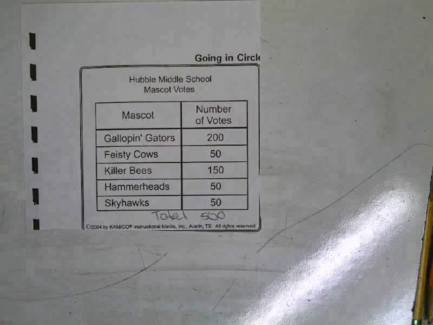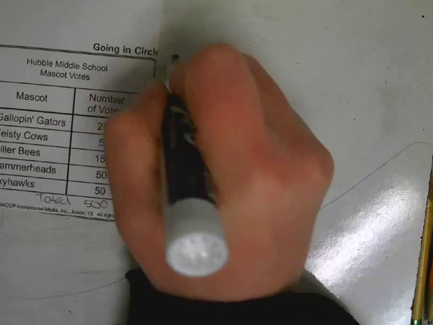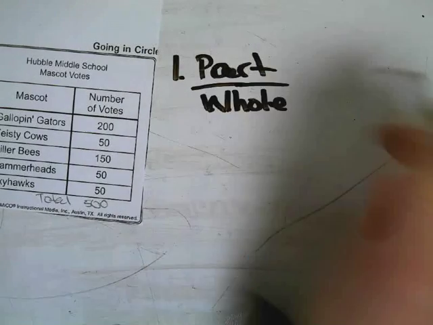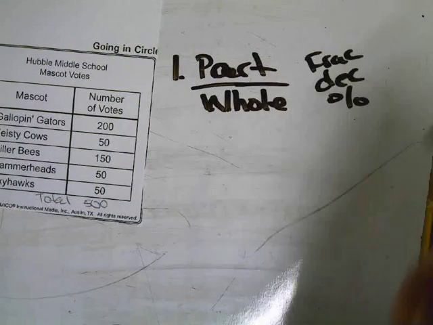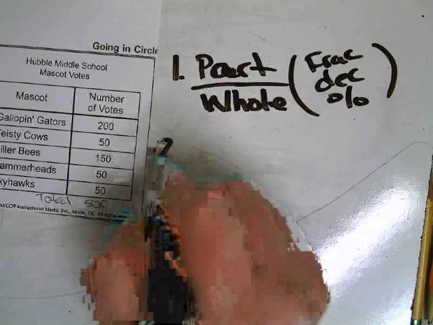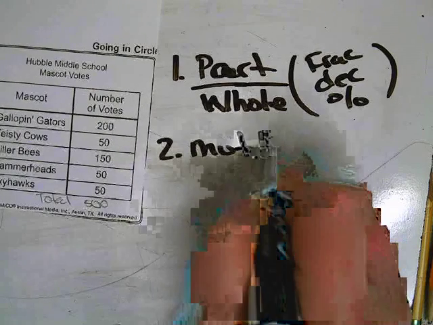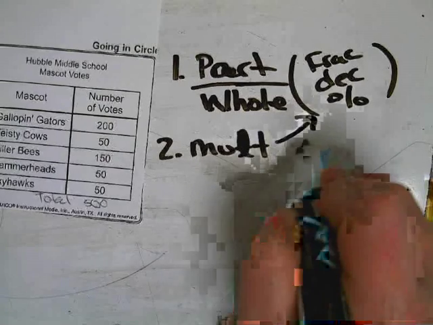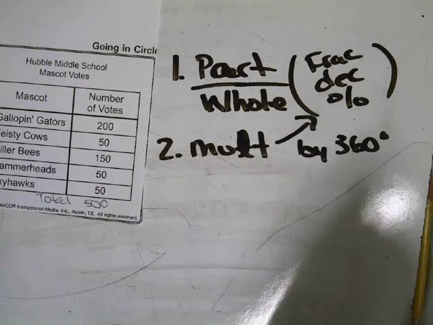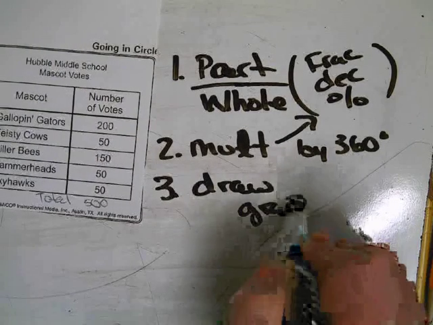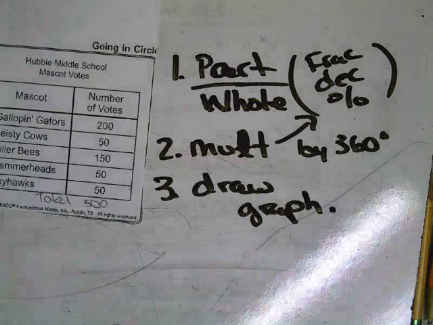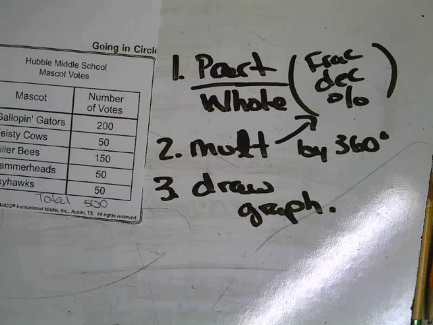First of all, find the part over the whole, and you can keep it as a fraction, a decimal, or a percent. Multiply this by 360. And then draw your graph. Give it a shot. When you finish, come back and check the key.